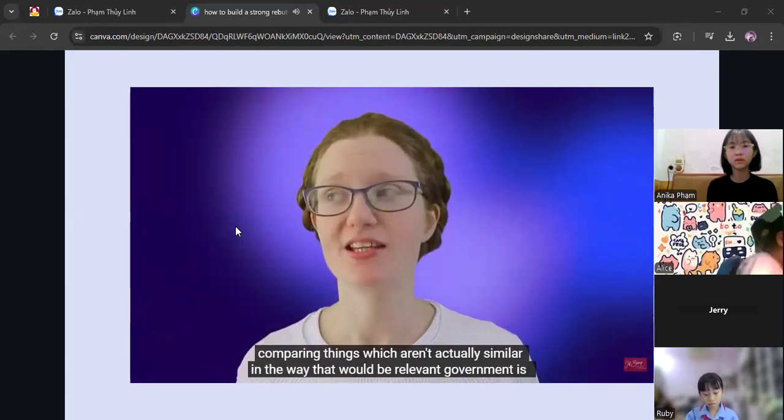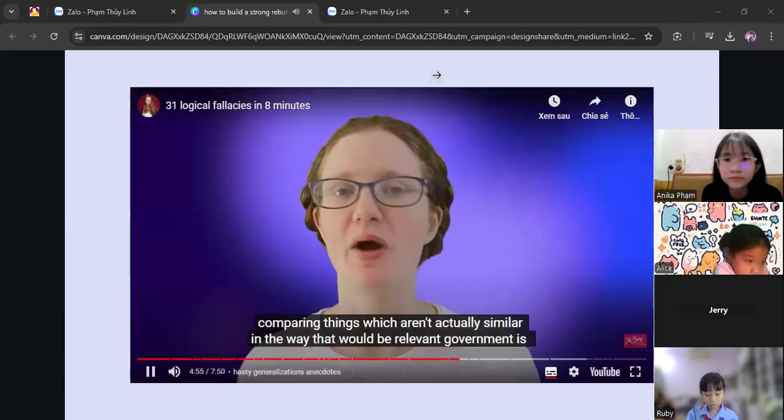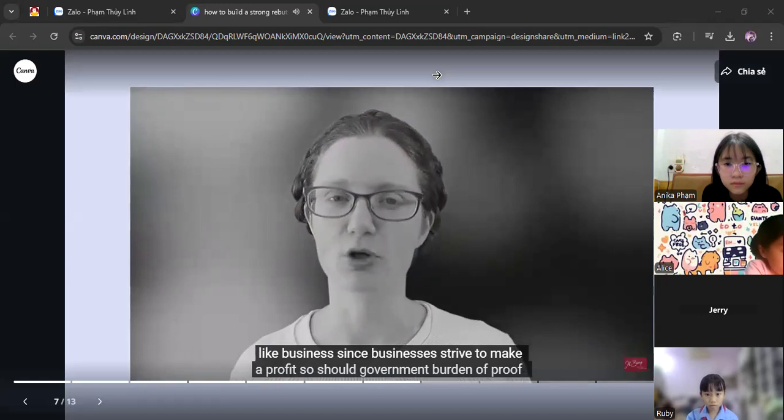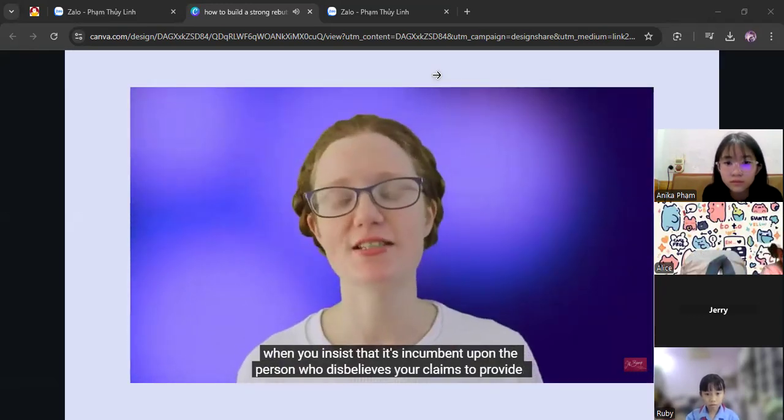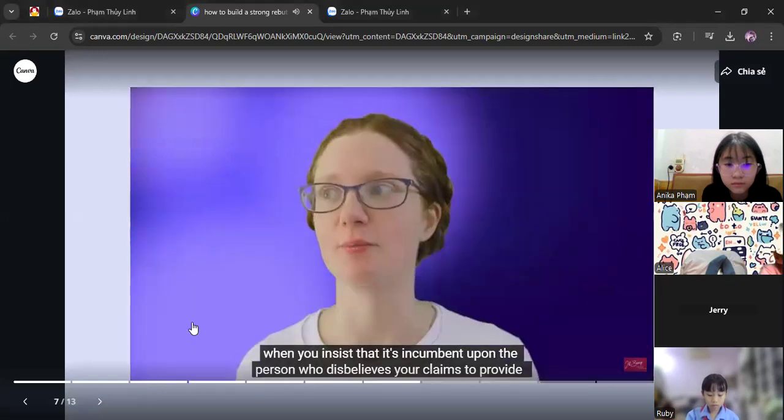Faulty analogy. Comparing things which aren't actually similar in the way that would be relevant. Government is like business. Since businesses strive to make a profit, so should government. Burden of proof. When you insist that it's incumbent upon the person who disbelieves your claims to provide proof against them.